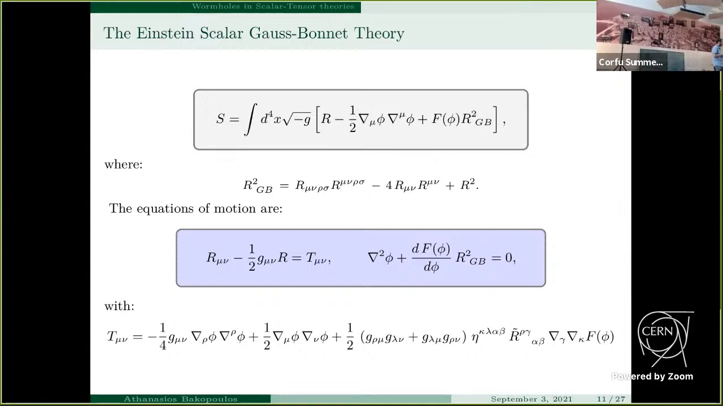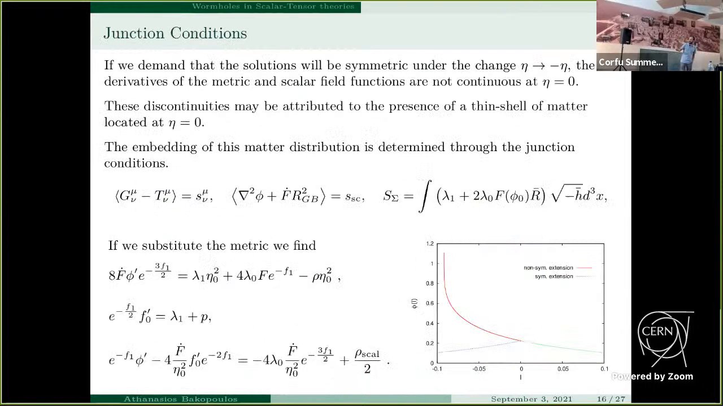Why do you say you don't need the ghost? Sorry, you don't need the matter. You need the matter, not exotic matter, but you need some matter. Yeah, we do not need the matter in order to derive the solutions. We need matter because we impose this Z2 symmetry here. We need matter because the solutions are not continuous. You need an F of phi, right? Yeah, we need an F of phi, but we also need to add matter here. But this matter is also ordinary matter.